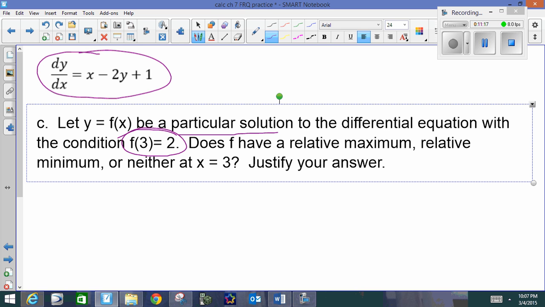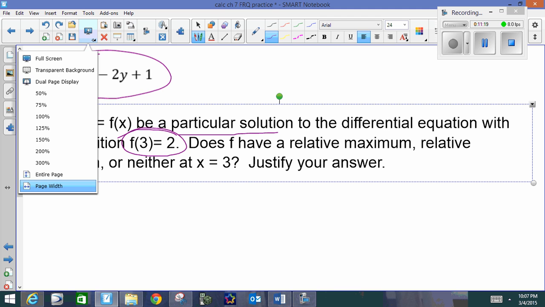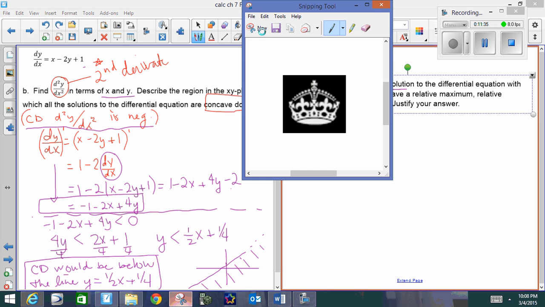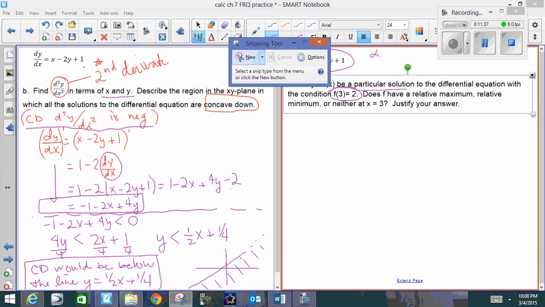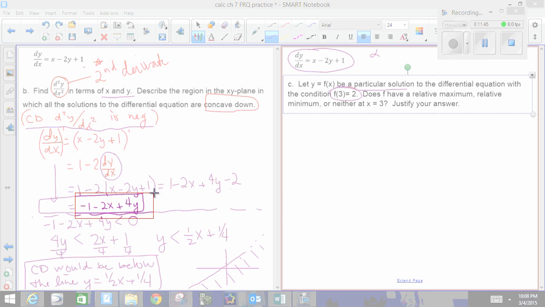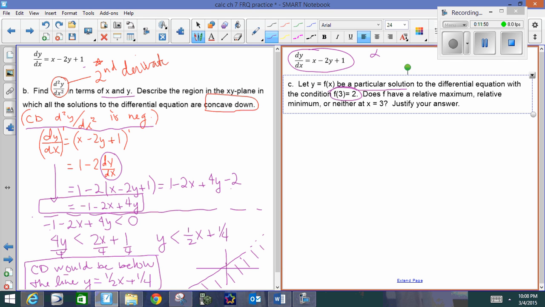Okay, I wanted to remind you of the second derivative. Let's rewrite this, maybe I'll just copy it because it's a mess. Here it is, here's my second derivative.